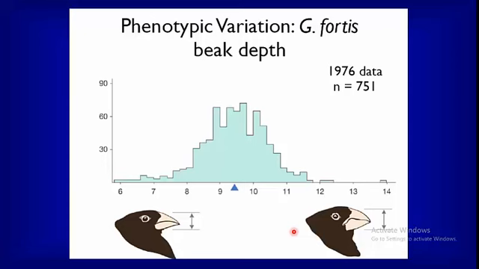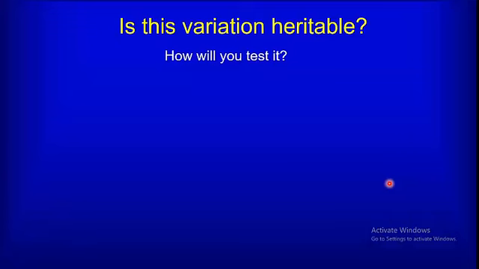So we are going to look at one particular species, Geospiza fortis. And if you look at the beak size, or beak depth as they call it over here, this is the beak depth. If you look at the population of these birds in 1976, there were about 751 individuals, and you can see that there is a very nice distribution in terms of the beak sizes, suggesting that there is phenotypic variation for this particular trait. Now remember, it's not enough to have phenotypic variation. At least part of this variation needs to be heritable.